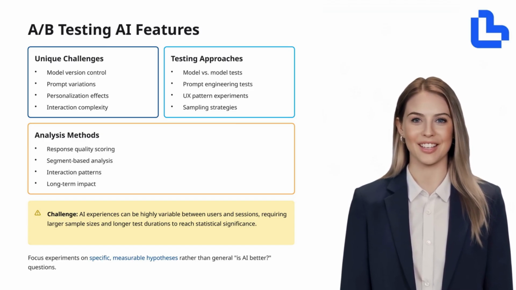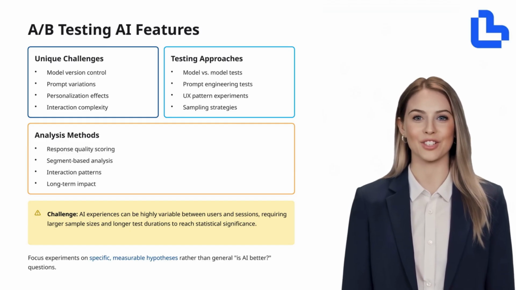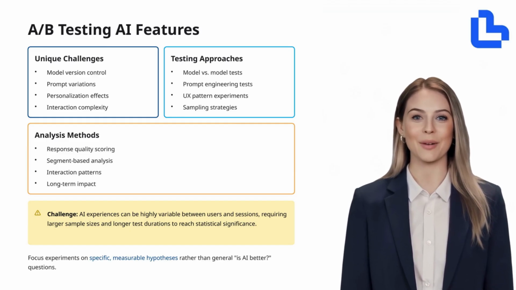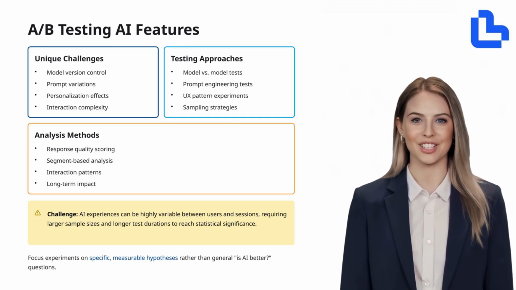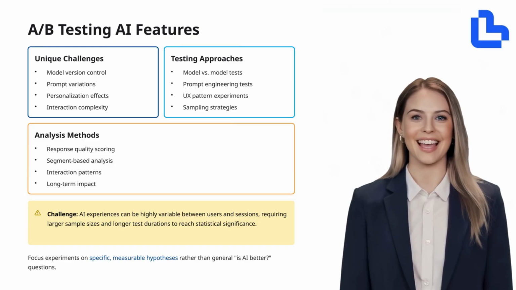To address these challenges, use targeted testing approaches. Run model versus model comparisons, experiment with different prompt engineering strategies, and test UX patterns that influence how users interact with AI. Sampling strategies can help manage variability and ensure statistical significance.